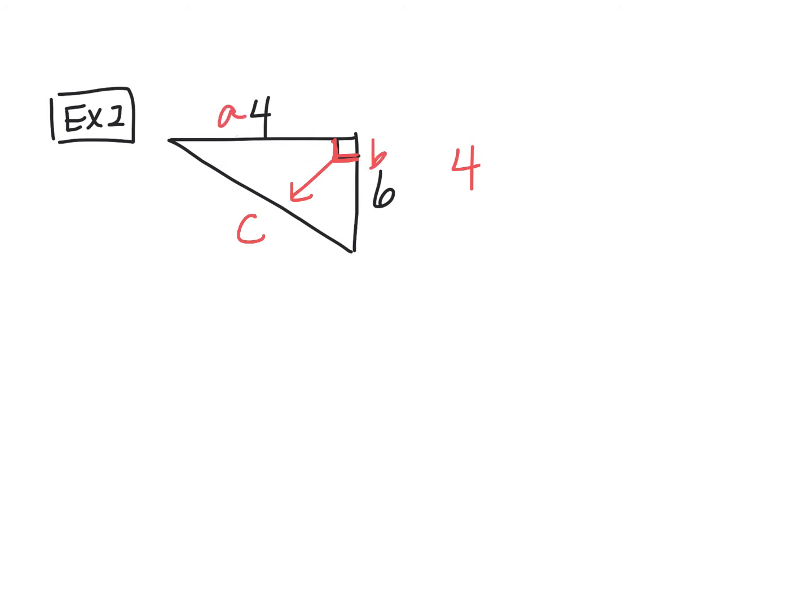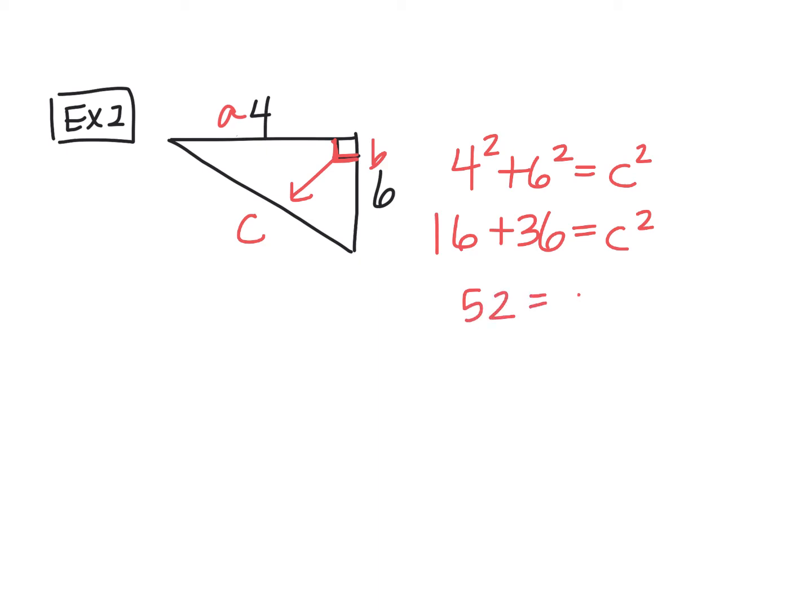All right, and then 6b. Okay, so 4 squared plus 6 squared equals c squared, because I don't know what c is. So I'm going to work this out. This is 16 plus 36 equals c squared. I can actually add those together, 16 and 36. They're on the same side. So that's going to give me, let's see, what is that?